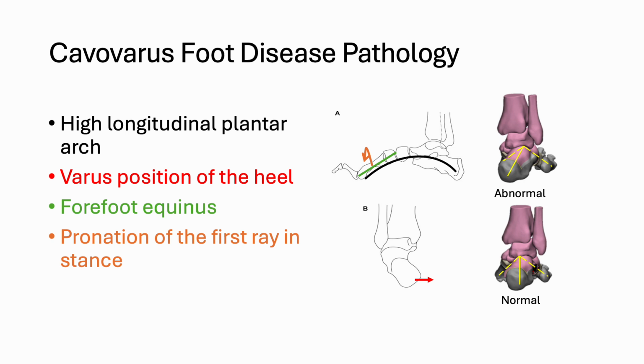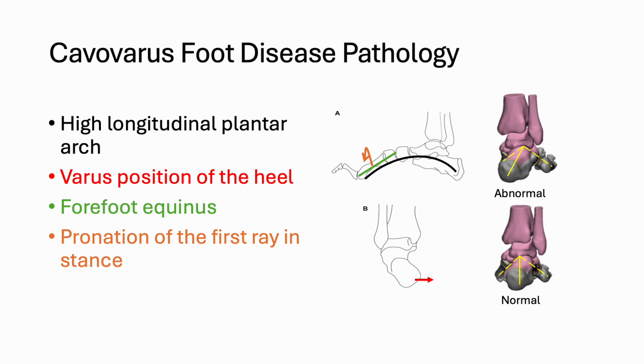To begin, I'd like to describe the Cavovarus foot disease. It is characterized primarily by a high longitudinal plantar arch, shown in black, a varus position of the heel in red, forefoot equinus in green, and pronation or plantar flexion of the first ray, shown in orange.